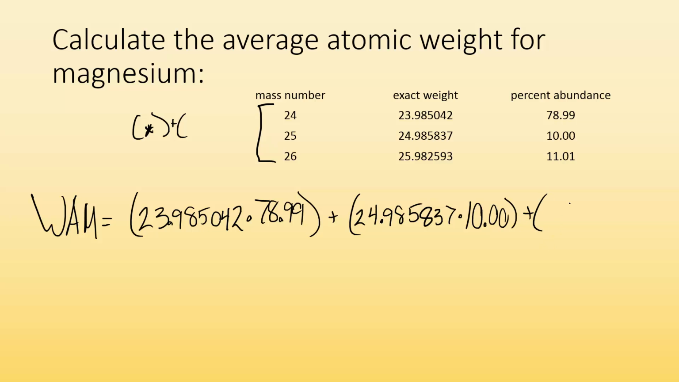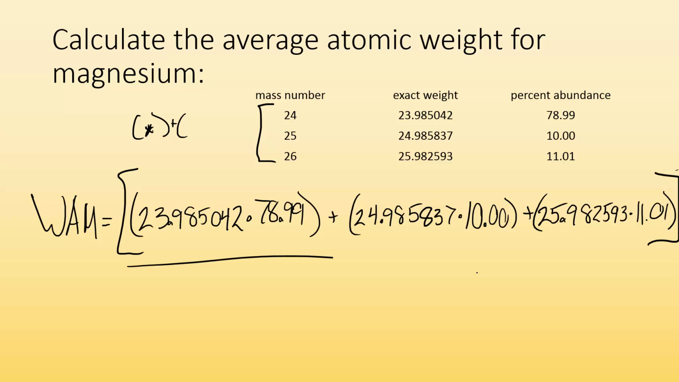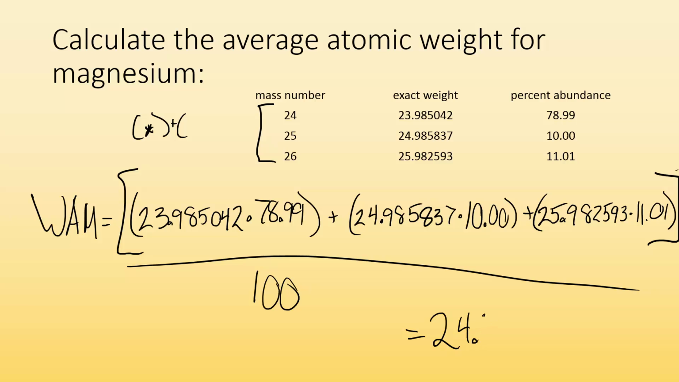plus, all right, third isotope. I have 3 isotopes, I have 3 sets of brackets. The mass of 25.982593 times 11.01. Now all of that is going to get added together, and then I'm going to divide that whole thing by 100 because we're working with percents, and we end up with a mass of 24.305 grams per mole.